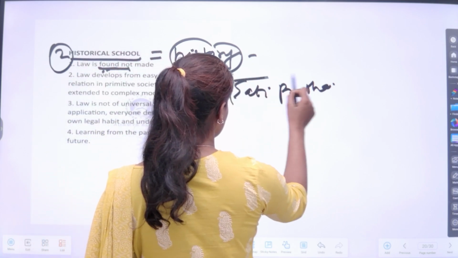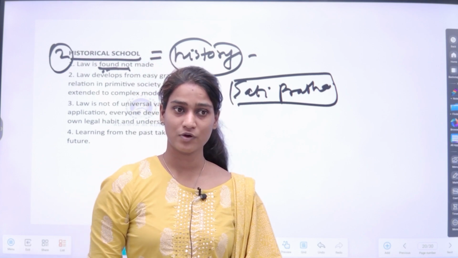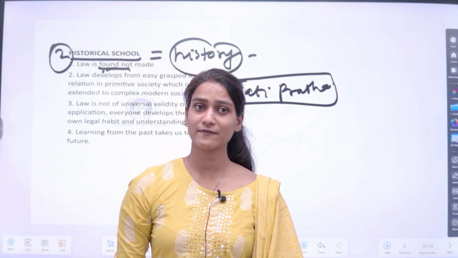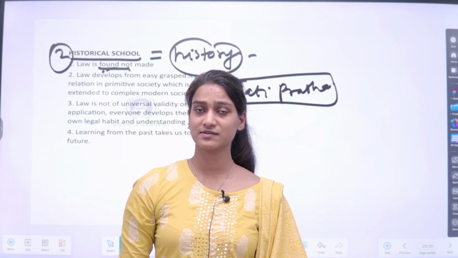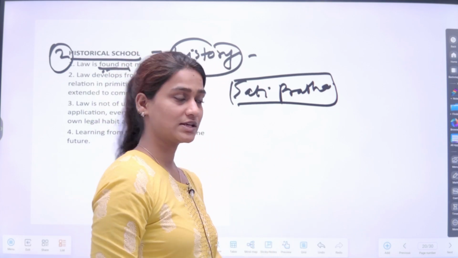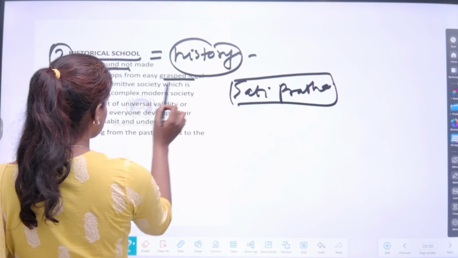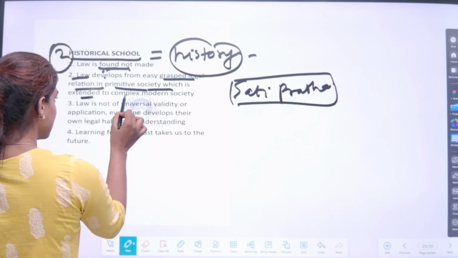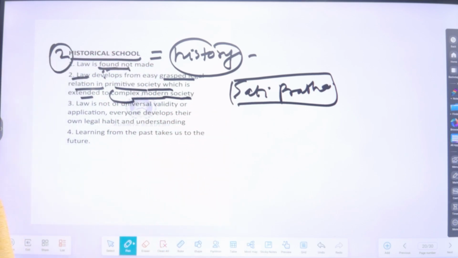law should suit the prevailing conditions of the society now, and it should see that in the past the society was primitive, but that will not suit the present modern needs of the society. So this is what the historical school has to say. Law develops from easily grasped legal relations in primitive society, which are extended to complex modern society. So this is what we have seen just now.